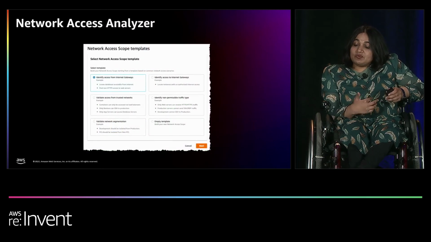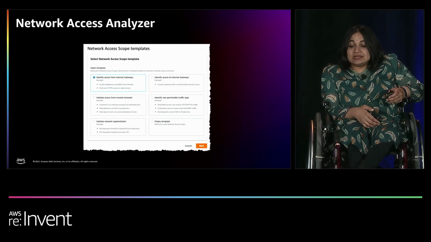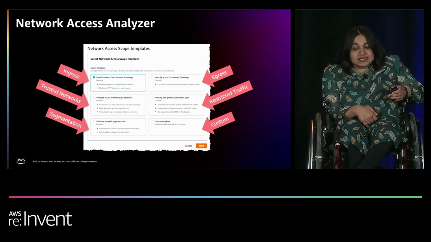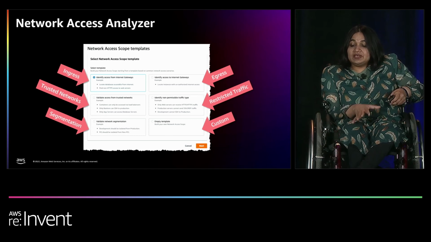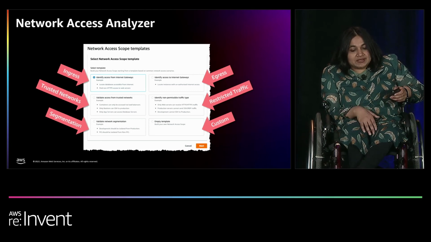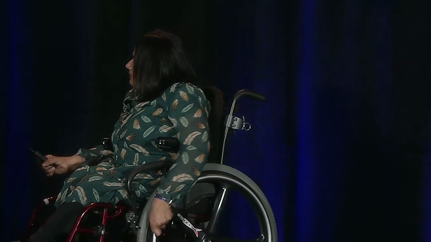I've only scratched the surface of what Network Access Analyzer can do. When you create a scope, there are some suggestions on how to get started. It's a tasting menu of the types of universal statements you can make. You can make universal statements about ingress, egress, trusted networks, restricted traffic, segmentation, or choose your own adventure. Now, if you are serious about knowing the security posture of your network, I strongly encourage you to use Network Access Analyzer. So I'm going to hand it back to Nancy, who's going to talk about how you can make universal statements about the backup of your data.